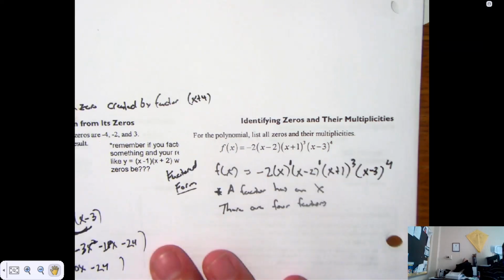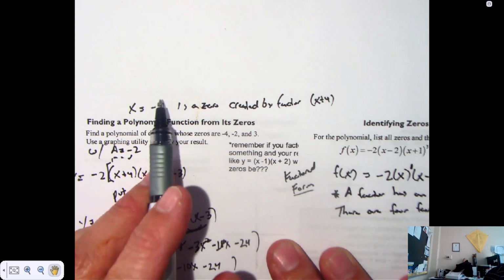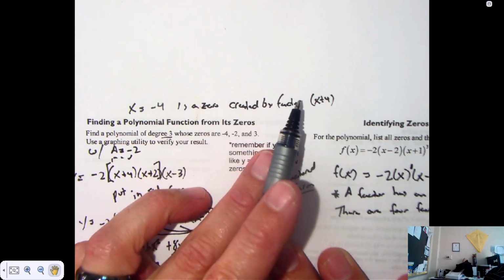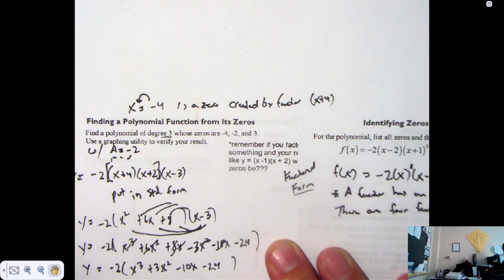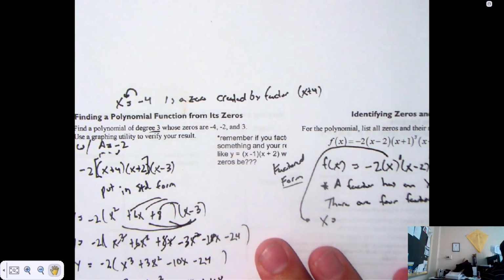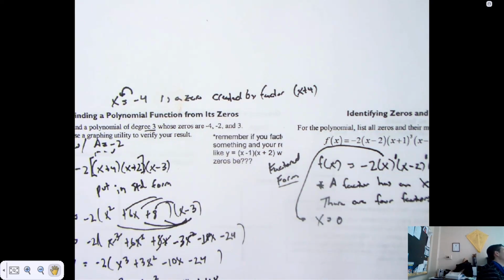Now, earlier we had this example. X minus 4 is created by the factor x plus 4. All right. All we did was we jumped the 4 back over, right? This little guy right here, this x, we're really saying that he equals what number? 0, because you jumped a 0 over and you'd still have an x.